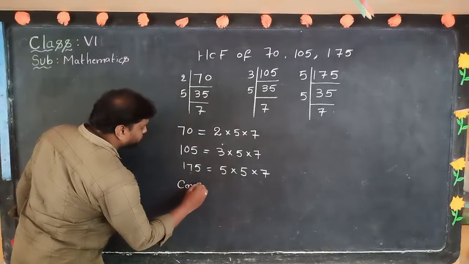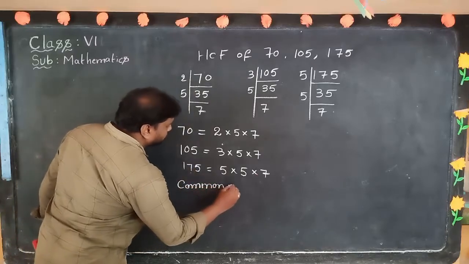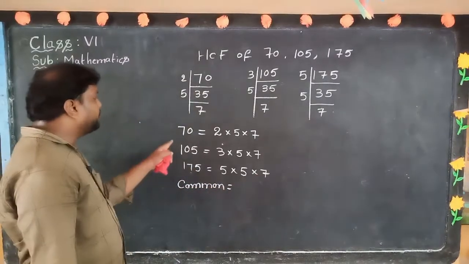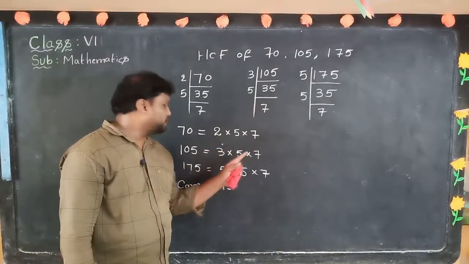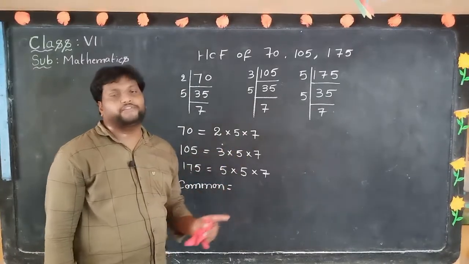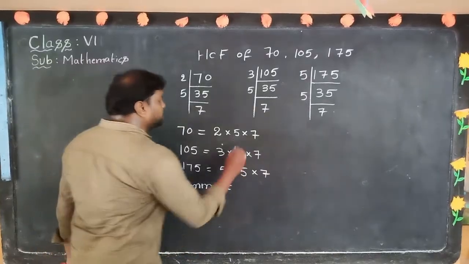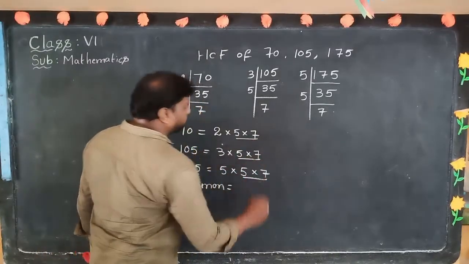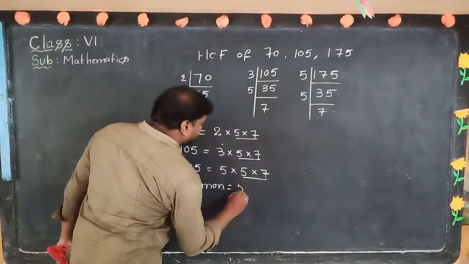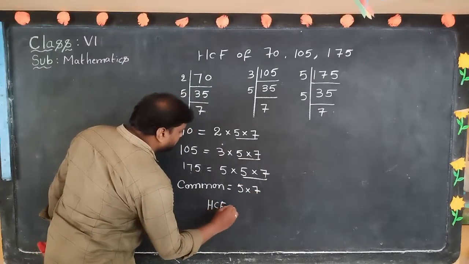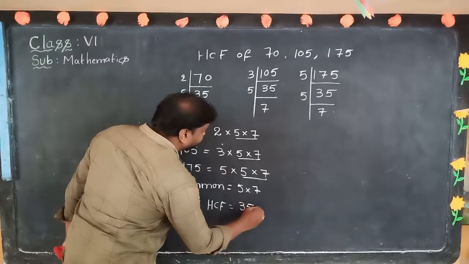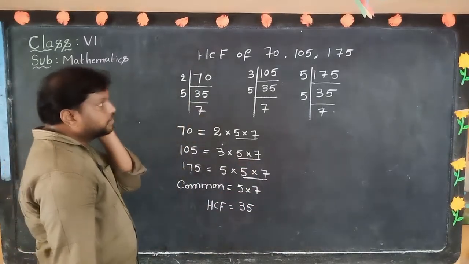Which is common? 70 is equal to 2 into 5 into 7. 105 is equal to 3 into 5 into 7. 175 is equal to 5 into 5 into 7. Means 5 into 7 is common. So HCF is equal to 35.